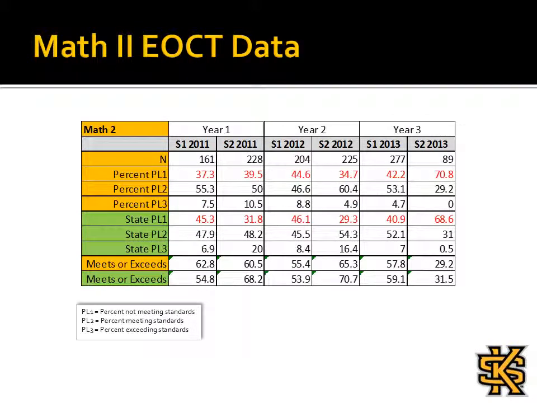Data analyzed for Math 2 EOCT scores show an increase in the percentage of students who do not meet standards for the Math 2 curriculum from year 1 to year 3 of the analysis. As an example, for the first semester in year 3, 277 students took the Math 2 end-of-course test. Just over 42% of those students scored in Proficiency Level 1, which does not meet standards. Data for the second semester shows 89 students took the test, and just over 70% of those students did not meet standards.